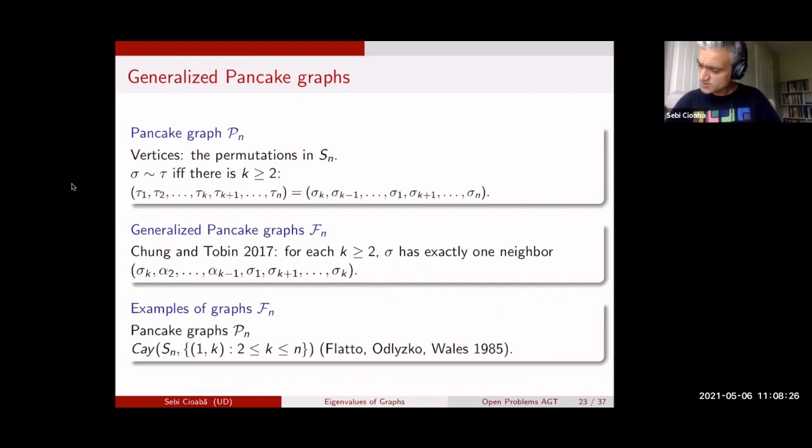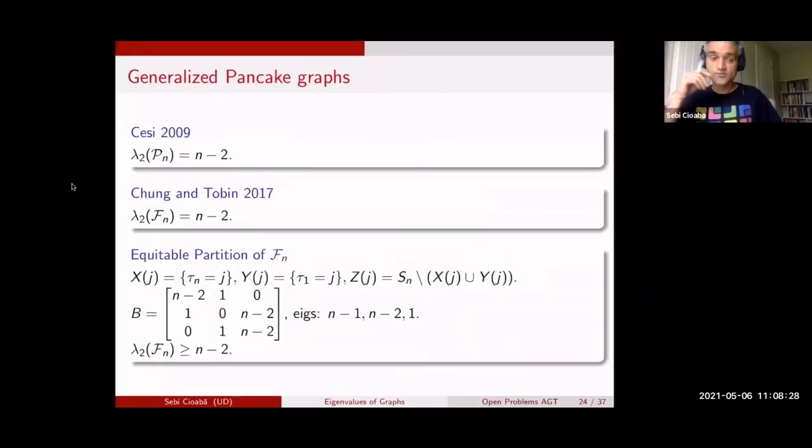Okay, so what did they do? For the pancake graph, Sebi gave a proof, before the resolution of the Aldous conjecture, that the spectral gap is one. There was a question asked by some other authors. He used the representation theory of the symmetric group. Chang and Tobin used this equitable partition business, and they also did F_n.